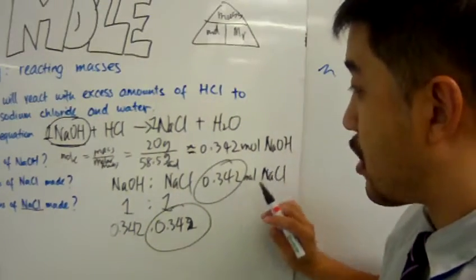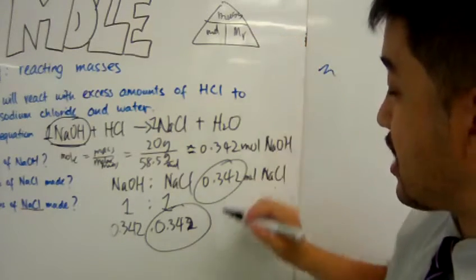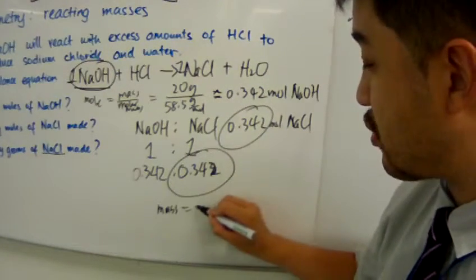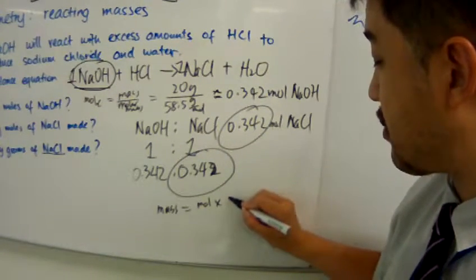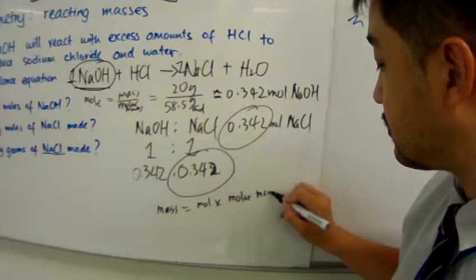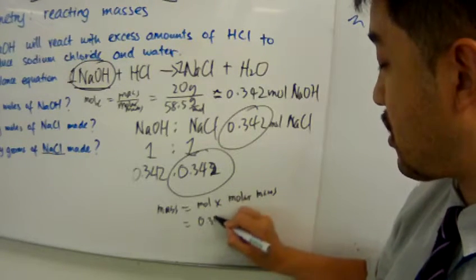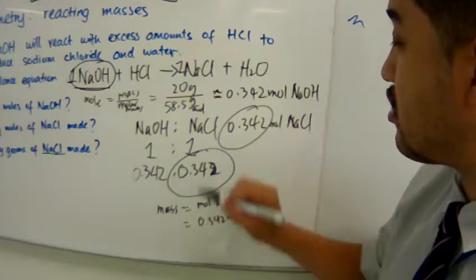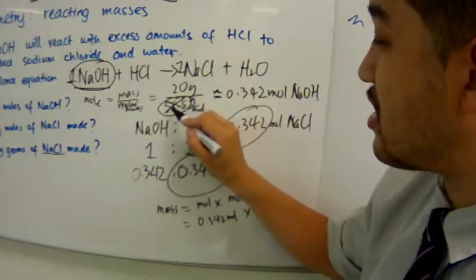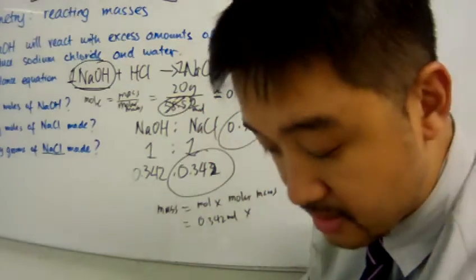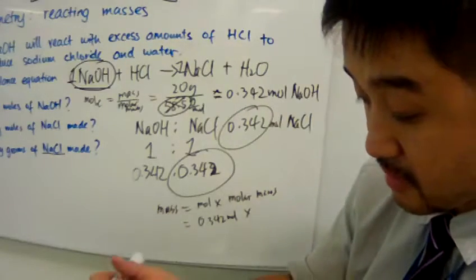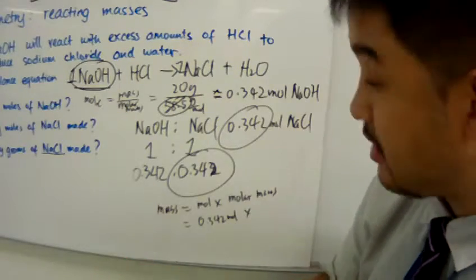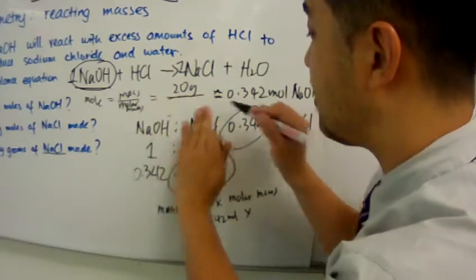Going back to our little triangle, the mass equals moles multiplied by the molar mass. So I have 0.342 moles of sodium chloride multiplied by the molar mass. Oh shoot, I'm sorry guys, this is wrong. It's not 58.5. It should be something else. 40, if I'm not mistaken, plus 17. Yeah, it should be 40.